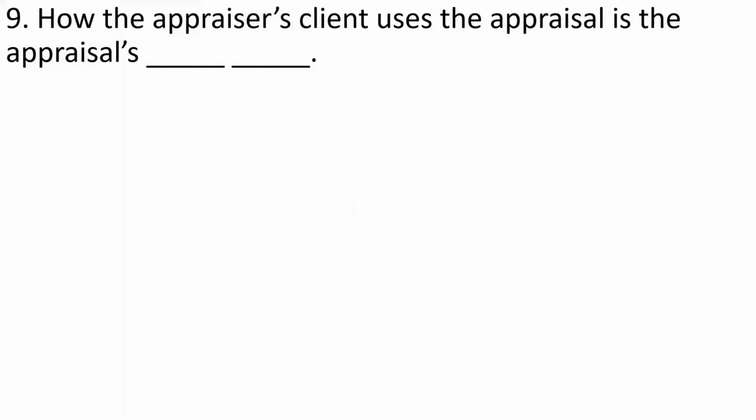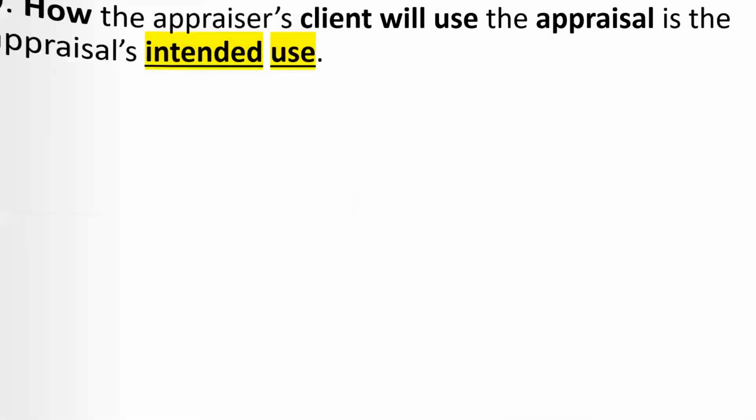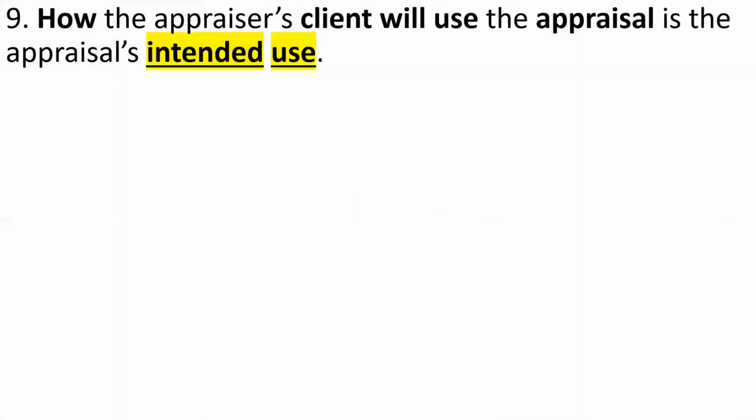Number nine, how the appraiser's client will use the appraisal is the appraisal's blank. Well, the way a person will use the appraisal is the intended use. If you're buying a property, then you're looking at the market value. If you're an investor, you're looking at the investment value. If you're the county, although they are using the market value, they're doing an assessment for tax purposes that is called ad valorem value or assessed value.